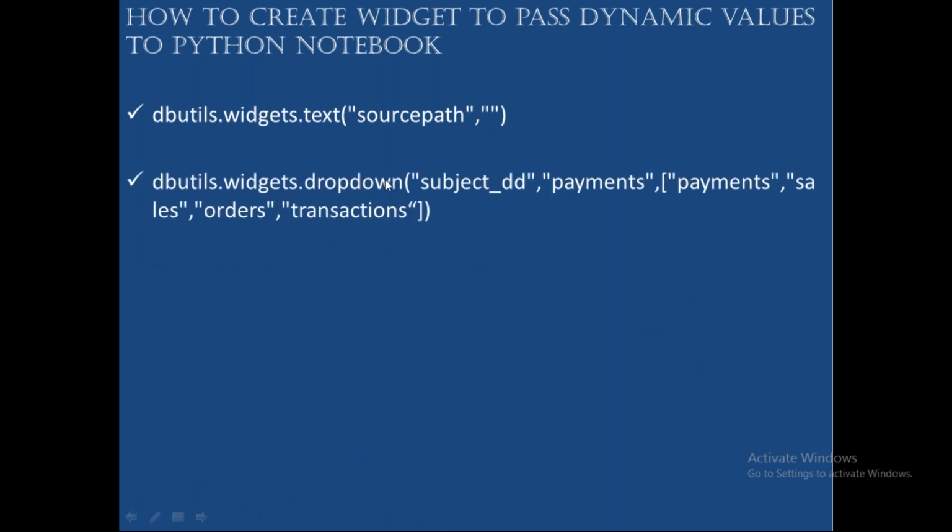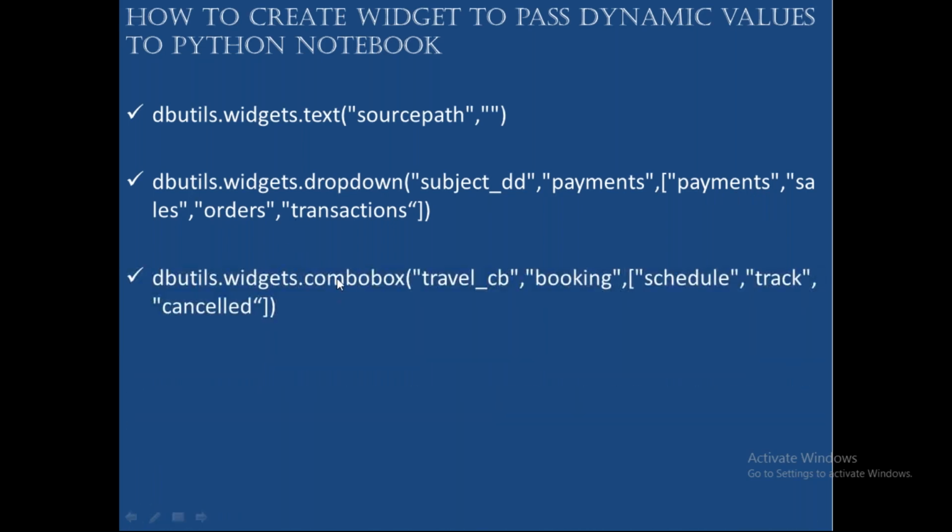dbutils.widgets.dropdown. Okay, so this is the drop down. You see this is the parameter name. This is the default value. These are the options. It's a drop down, right? These are the options: payments, sales, orders, transactions. Next, combo box. You see here payment is available in this list. If this default value payment is not there in the list, you will get an error. But you see in combo box we have booking. This booking is not available in this list, but you won't get any error because the default value may not be there in this particular list, but payment must be there in the list if you are using drop down.